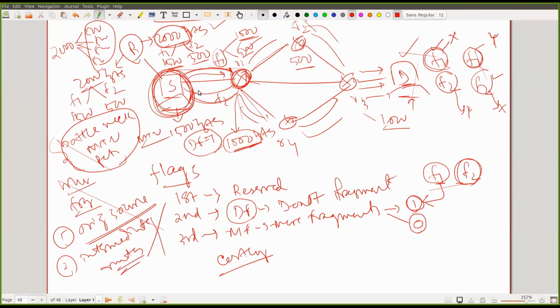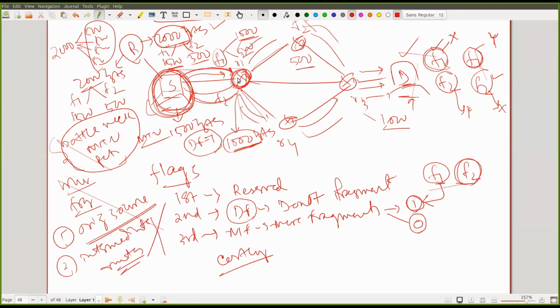So that is, "Please, I cannot carry your packet. I'm not able to carry your packet because my capability is 1000 bytes." So indirectly, now the source knows the capability of router 1. Very cleverly, the originator knows what the capability of this particular router R1 is, that is 1000.